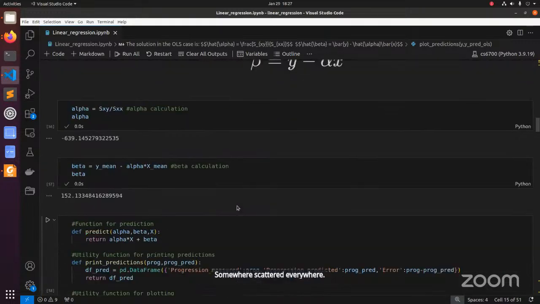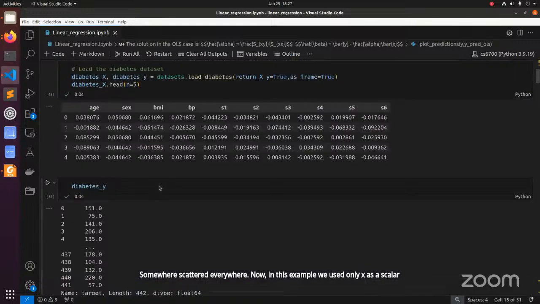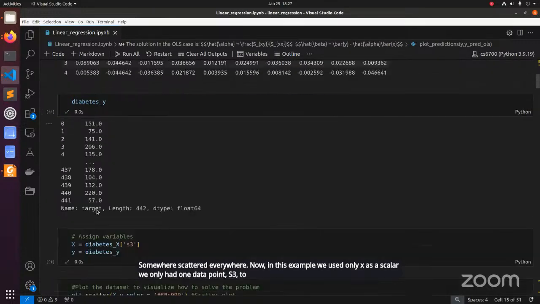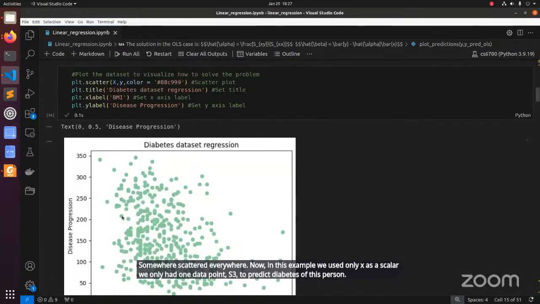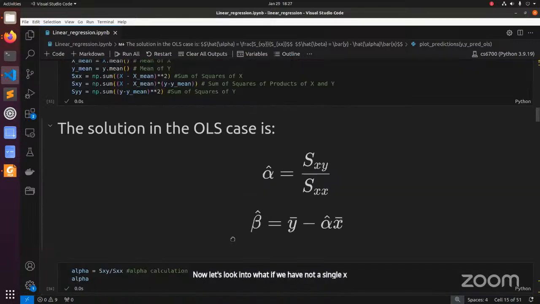Now, in this example, we used only x as a scalar. We only had one data point, S3, to predict diabetes of this person. Now, let's look into what if we have not a single x, but actually a vector there.